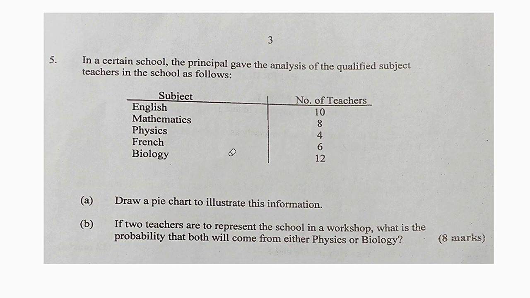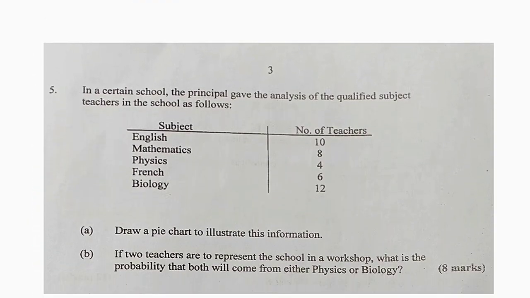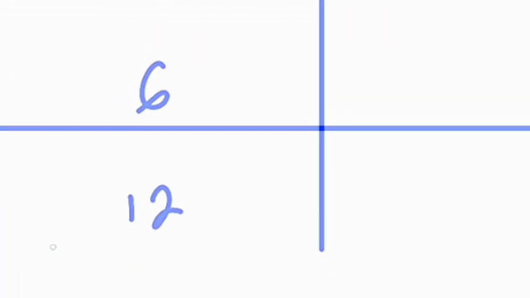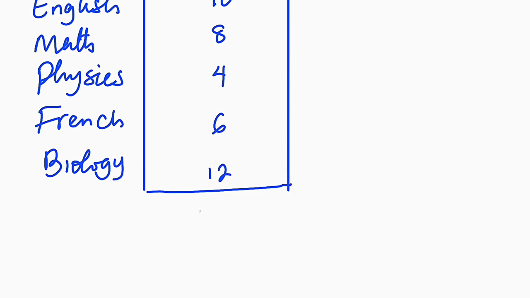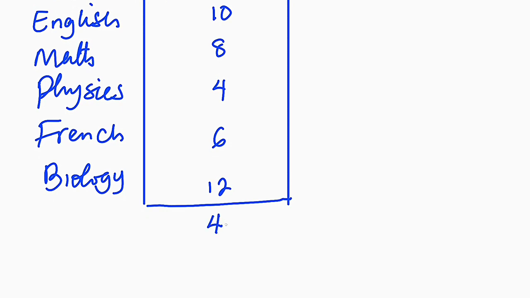All right, a pie chart is nothing but a sectorial representation of data. Therefore, we have to compute those angles respectively. Let's get started. We have the subject, then the number of teachers. We are going to add all of them together. We have 10 plus 8 plus 4 plus 6 plus 12. All of this will give us 40. You can compute that. This is 40.